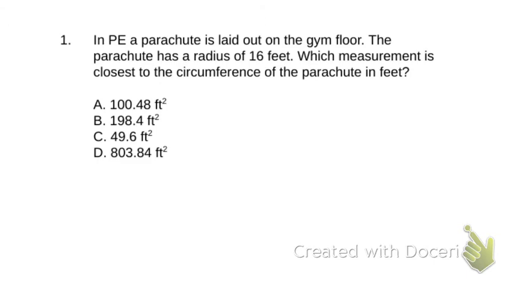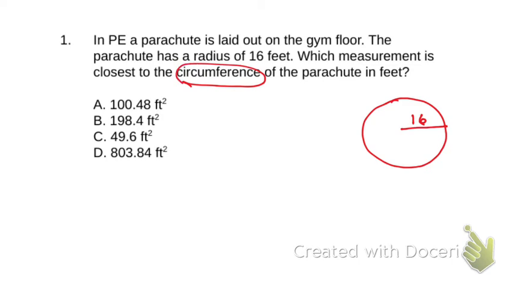Okay, question 1. In PE, a parachute is laid out on the gym floor. The parachute has a radius of 16 feet. So I'm going to draw that before I do anything else. Remember, radius is halfway across. Which measurement is closest to the circumference of the parachute in feet?